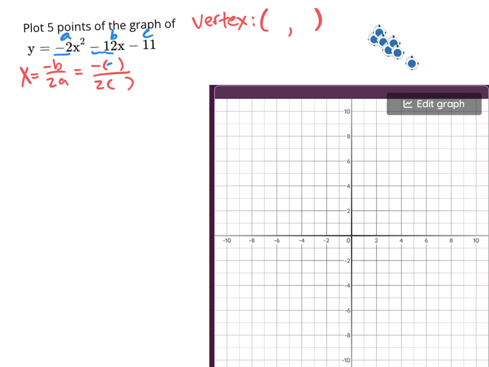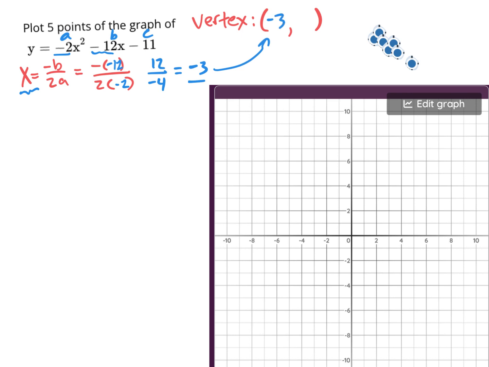But anyways, just plug in the negative 12 right into the b spot, and the negative 2 right into the a spot. So what we have here is a negative 12, which becomes positive 12, over 2 times negative 2 is negative 4. And last but not least, 12 divided by a negative 4 is a negative 3. So we just found the x value of the vertex being negative 3. So the x value is negative 3 of the vertex.